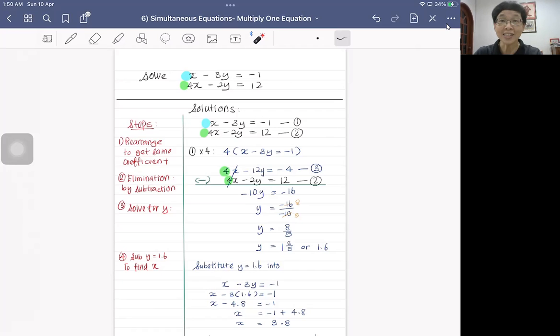And that's it. That's it. All right. So that is how we solve this type of simultaneous equation. And that's also the end of this video.